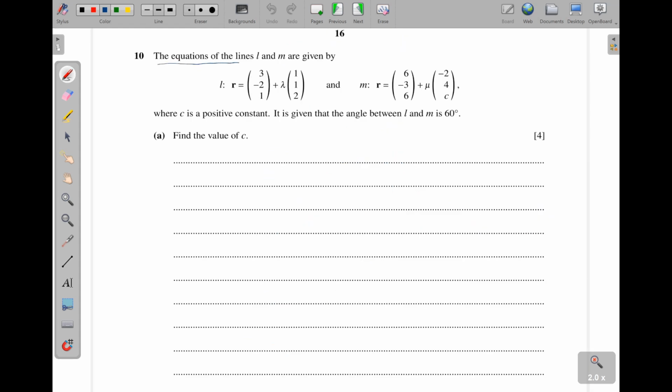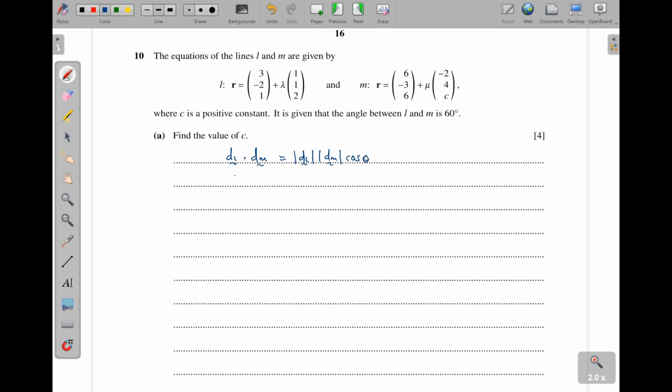Question 10, the equations of the lines L and M are given by this. Then where C is a positive constant, it is given that the angle between L and M is 60. Find the value of C. So we are going to use the scalar product. Using the scalar product, the directional vector of L, dot it with the directional vector of M, is equal to the modulus of the directional vector of L times the modulus of the directional vector of M, then cosine of theta.